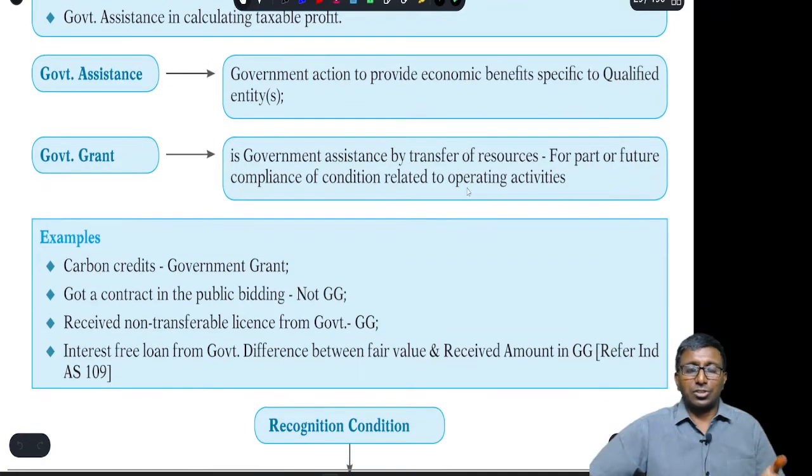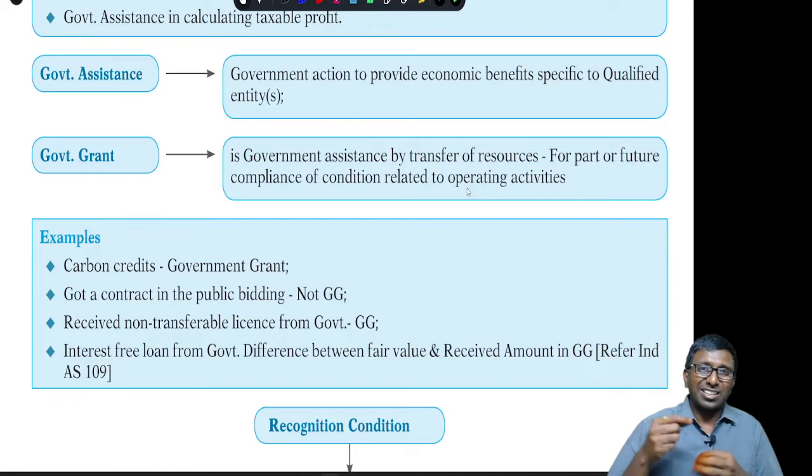What is government assistance? Government assistance is a government action to provide economic benefits, money or money's worth, to the specific qualified entity. What is a government grant? Government grant is government assistance by transfer of resources. There must be either a cash transfer or an in-kind transfer. If there is no cash transfer or in-kind transfer, then it does not amount to a government grant. That may be because of compliance with the past or future conditions.